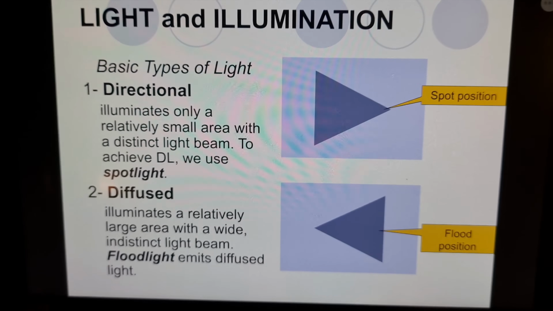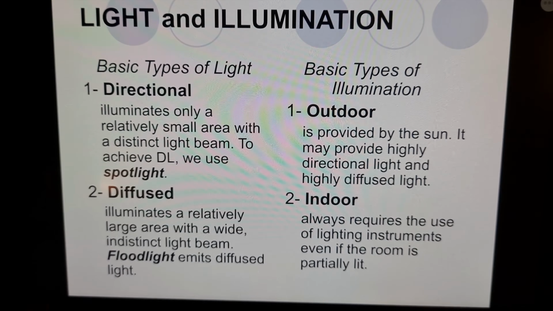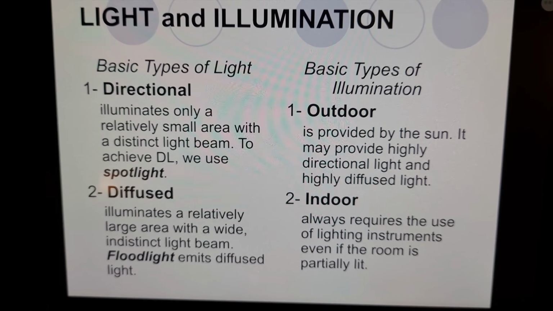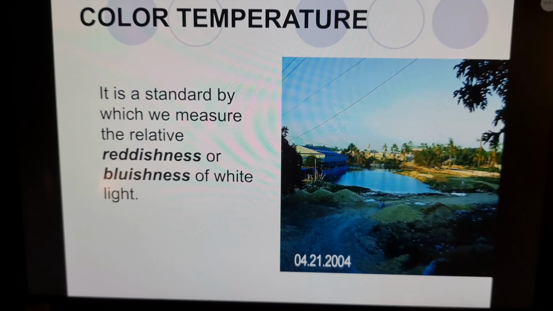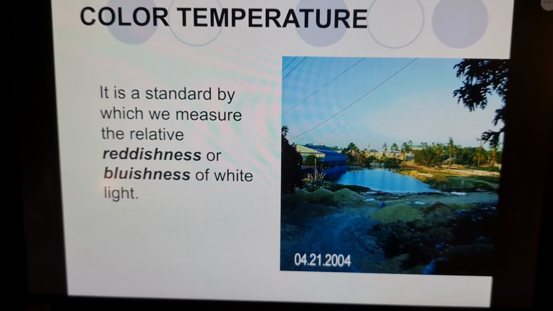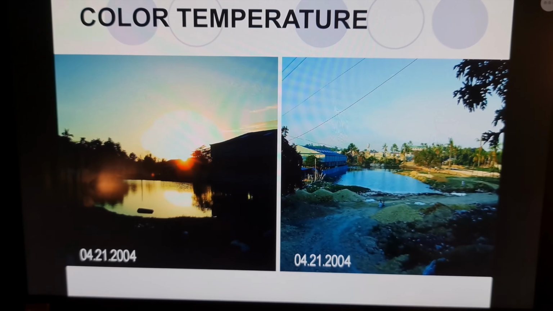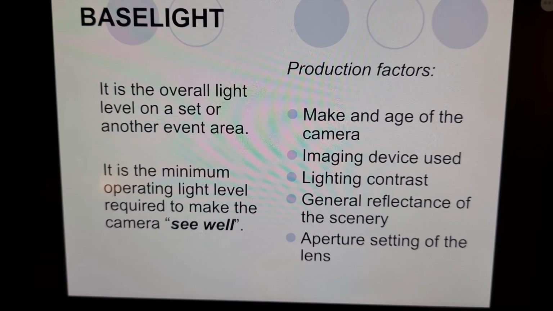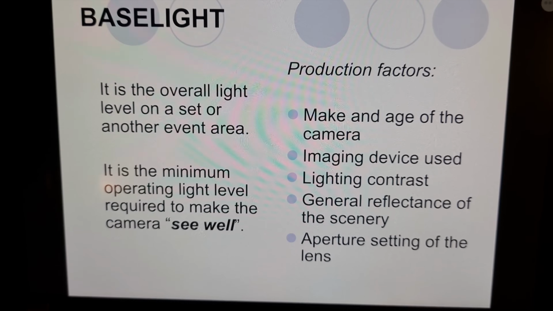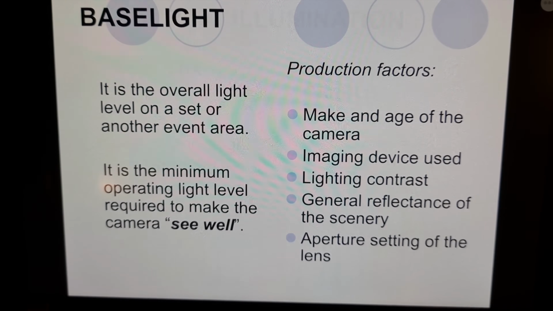If there are two types of light, there are also two types of illumination, outdoor and indoor. Outdoor uses the natural light from the sun, while indoor uses lighting instruments. We may also consider color temperature in lighting. There are images that look reddish and bluish depending on the filters we use. We should also set the minimum light or the base light of an area so that our camera could see well. And that includes the type of camera we are using and also the camera setting.